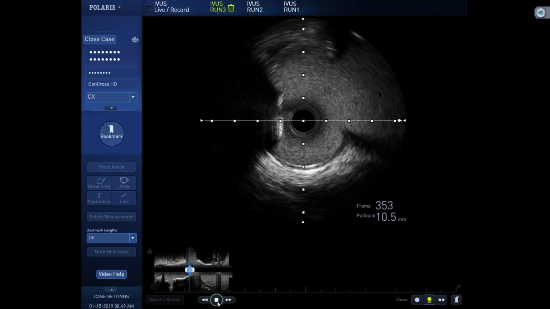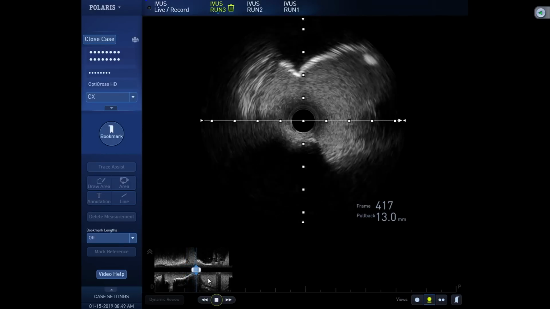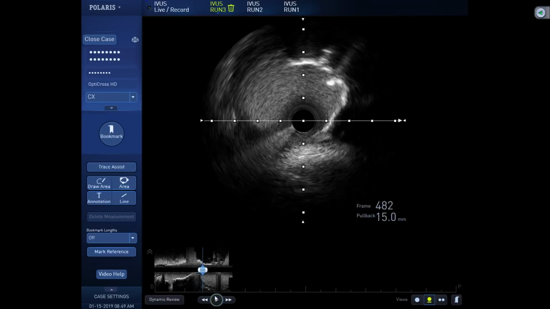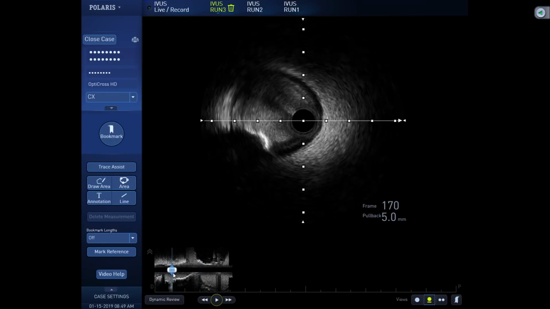So give us the distal left main, ostial circumflex. Show us exactly the ostial circumflex and give us a cross-sectional area.